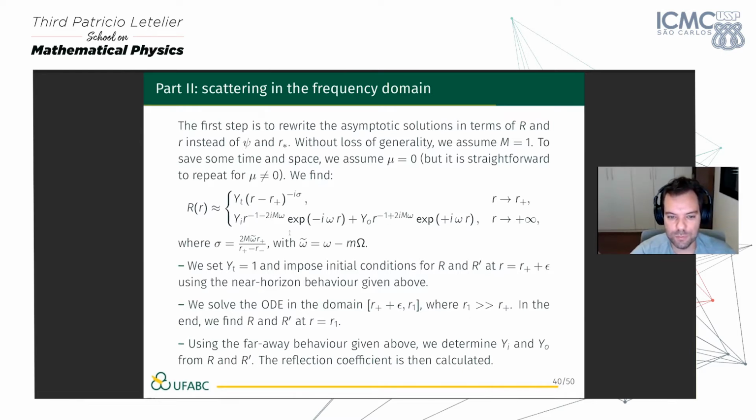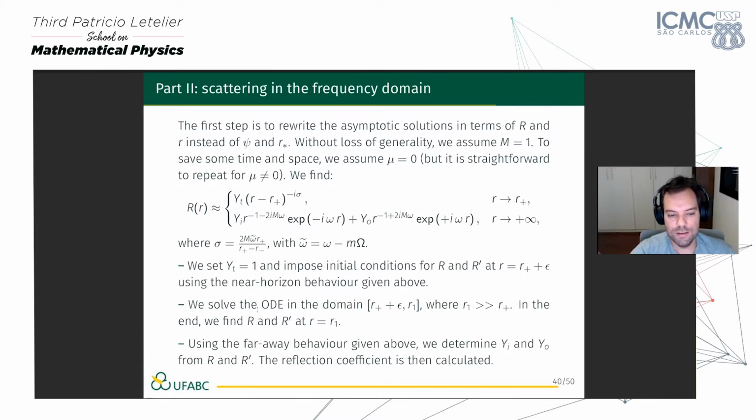You can put more corrections to this asymptotic behavior, which make your extraction more accurate far away from the black hole. So just keep in mind that this R1 should be a point that represents infinity in our numerical calculations. But since we can't go to infinity, we just choose a point that is sufficiently far away from the horizon.